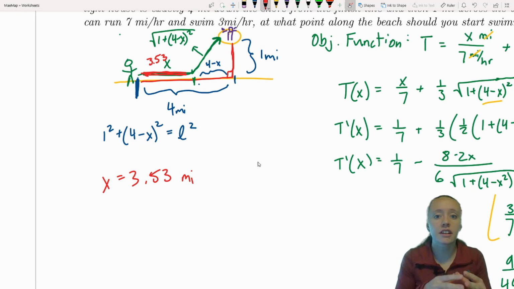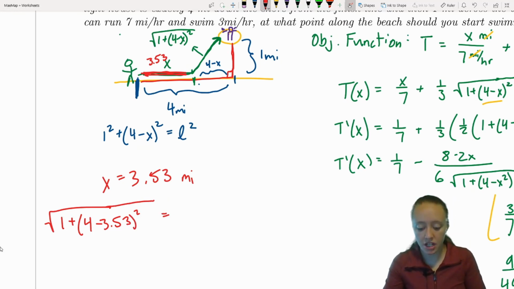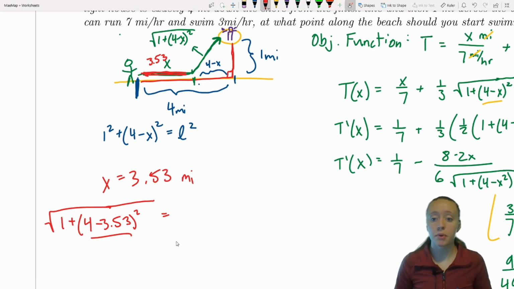I know this isn't necessarily the question, but let's figure it out. How far I wind up swimming is going to be the square root of 1 plus (4 minus 3.53) squared. That's going to be how far I wind up swimming, which 4 minus 3.53 is going to be 0.47. When I square that and add it to 1, I'm going to get 1.2209. And if I take the square root of that, I'm going to get approximately 1.10. So I'm going to wind up swimming about 1.10 miles.